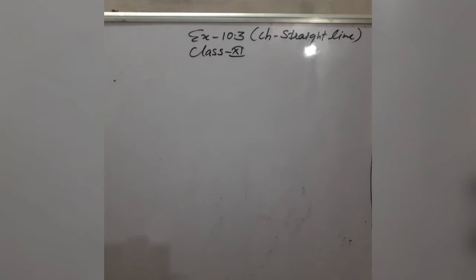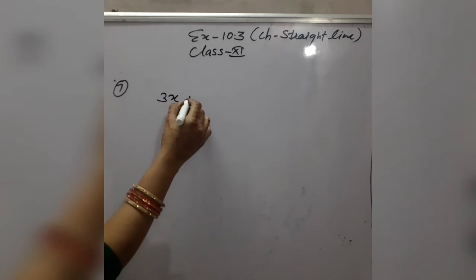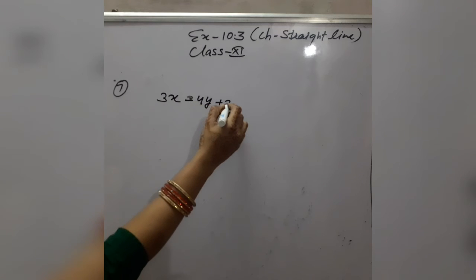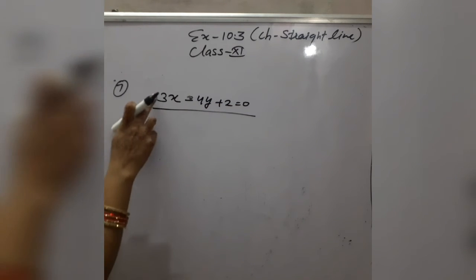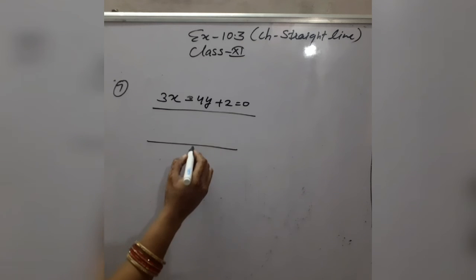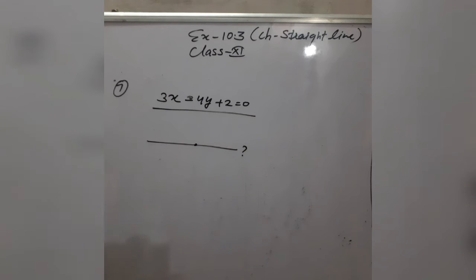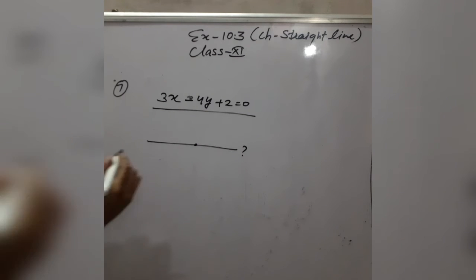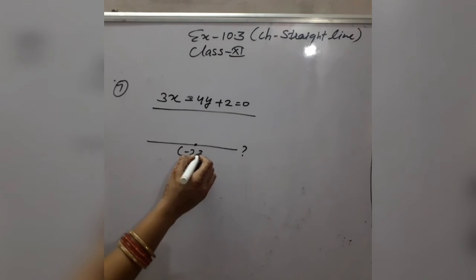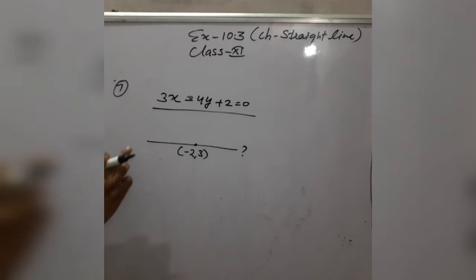Now see question number 7. In question number 7, find the equation of a line parallel to the given line. The equation of one line is given to you: 3x - 4y + 2 = 0. Let us suppose this is the equation of this line. Find one more line, the equation of a line which is parallel to this line. We have to find the equation of this line. One point of this line, (-2, 3), is given to you.